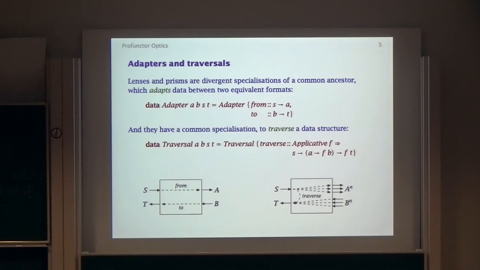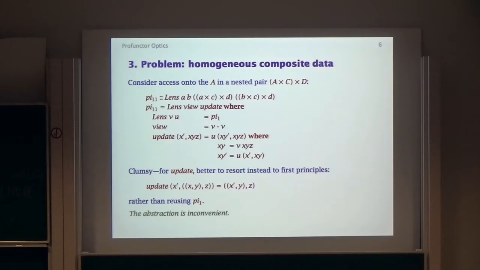So lenses and prisms and adapters and traversals, they're all various kinds of optic. And here's the problem. Let me show you the awkwardness problem first. You know how to get to the left-hand component of the pair. Well, I showed you that was pi 1. It's access on the left-hand component of the pair.